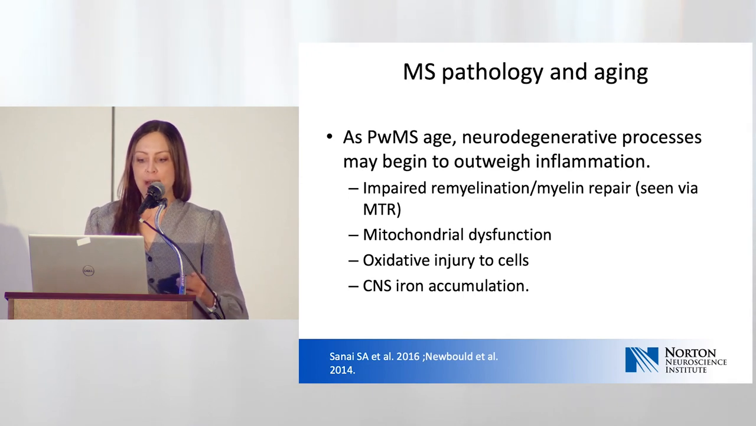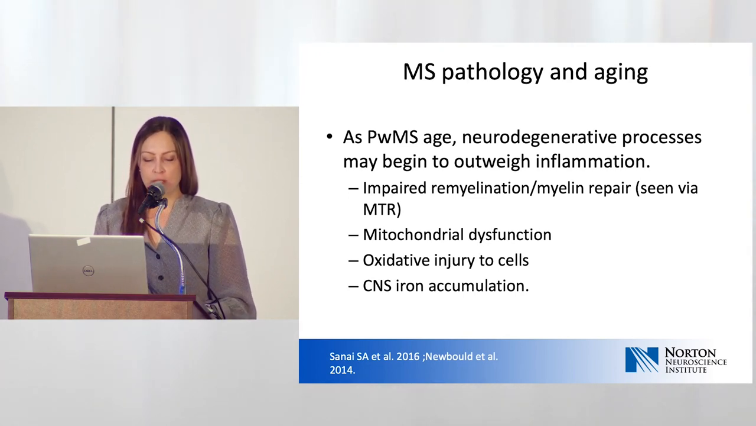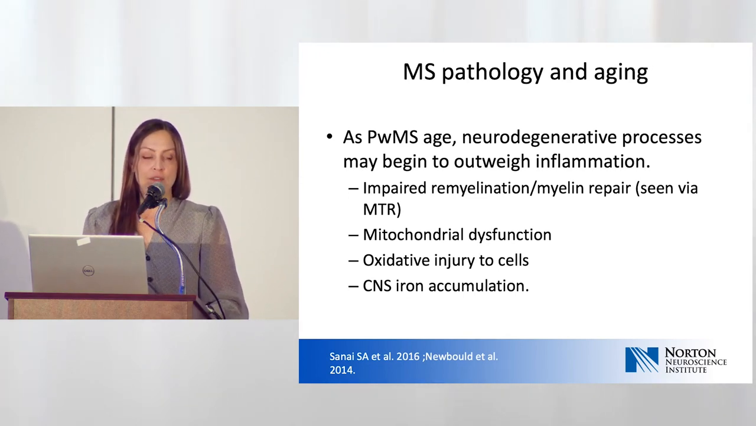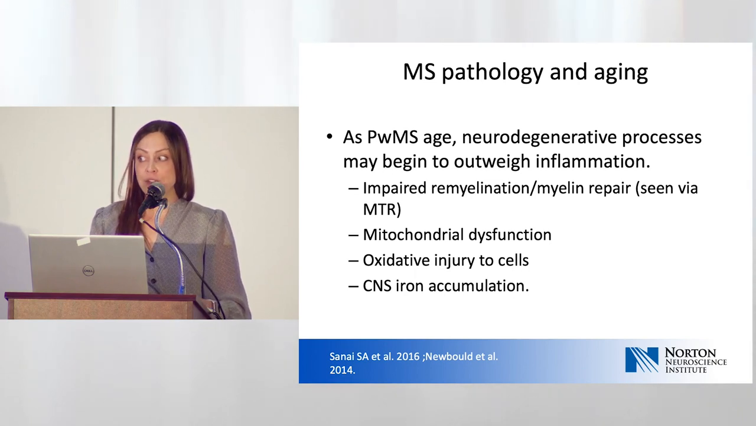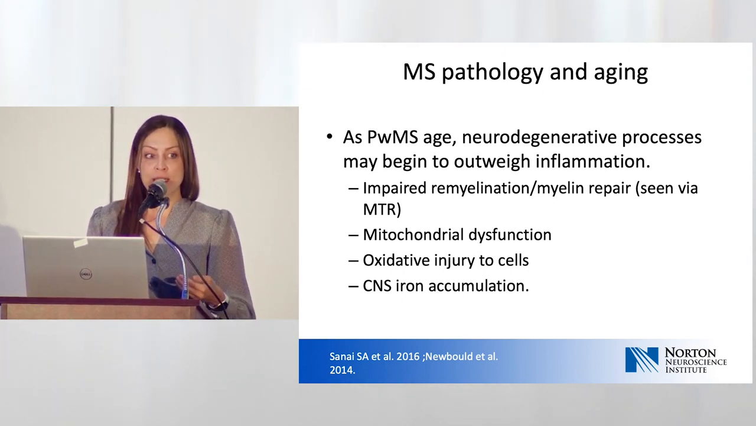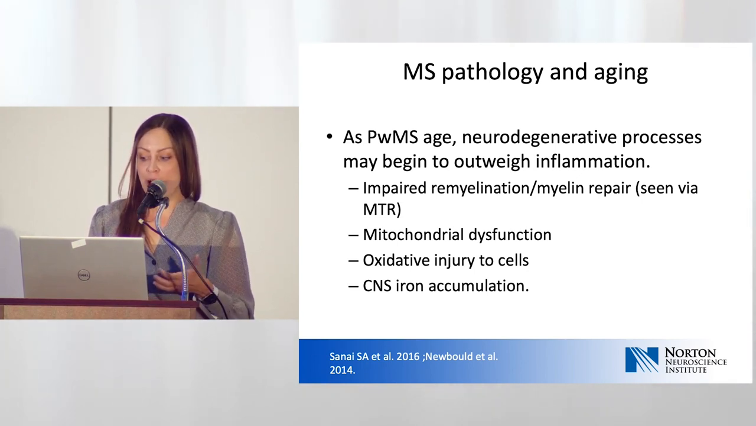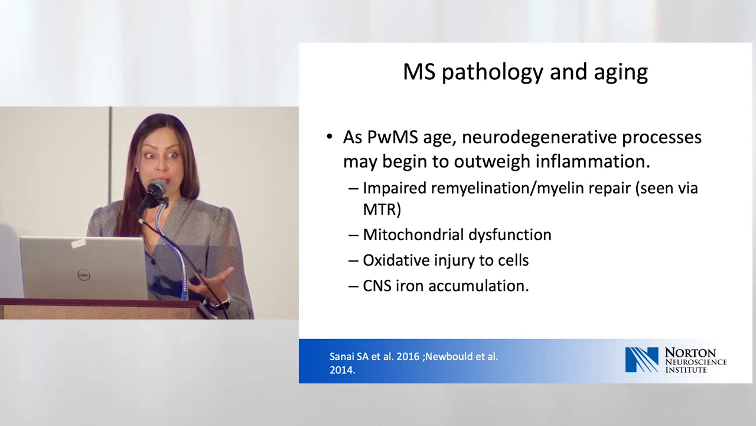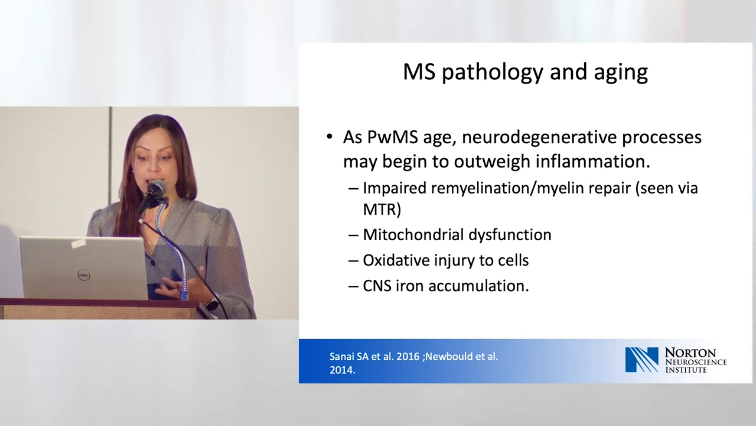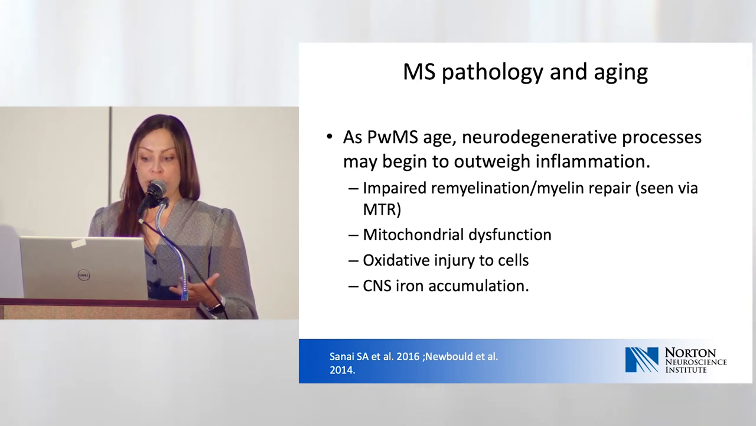So what about what's happening on a cellular level? We know now that even in relapsing remitting MS, there's typically some degree of neurodegeneration happening. And as people age with MS, sometimes those neurodegenerative processes can start to outweigh the inflammatory processes. We think this could be due to a variety of different factors. One is impaired myelin integrity and impaired repair.